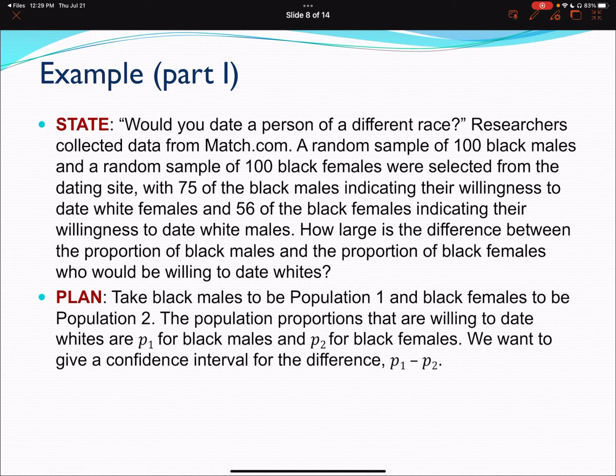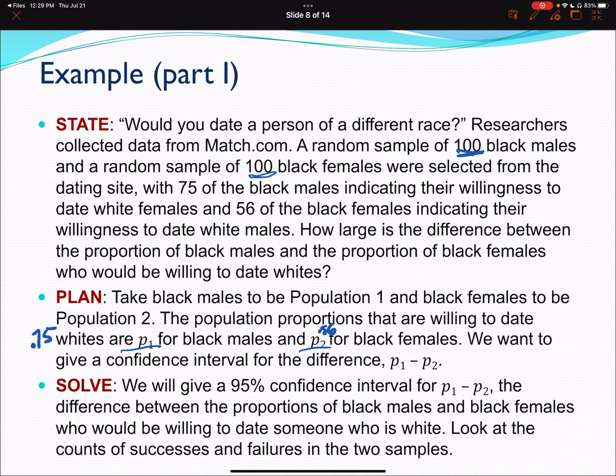Next, we need to make a plan. We need to take black males to be population 1 and black females to be population 2. The population proportions that are willing to date whites are P1 for black males and P2 for black females. Luckily, we took 100 black males, 100 black females. Sorry, for men, P1 would be 0.75, and for women, P2 would be 0.56. And what we want to do is give a 95% confidence interval for P1 minus P2, the difference between the proportions of black males and black females who'd be willing to date someone who is white.